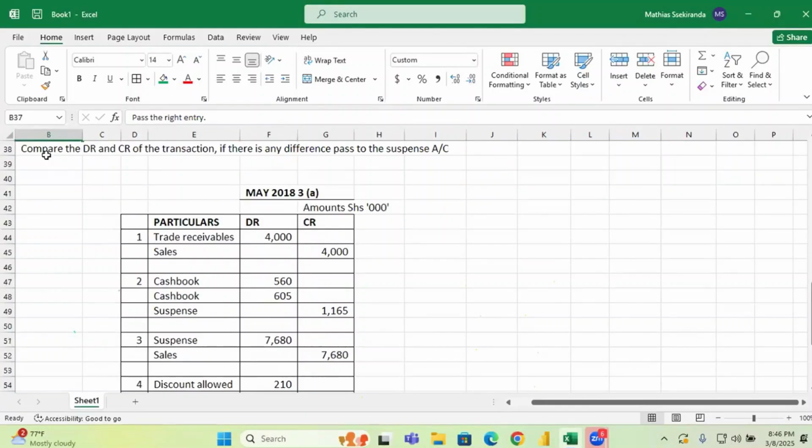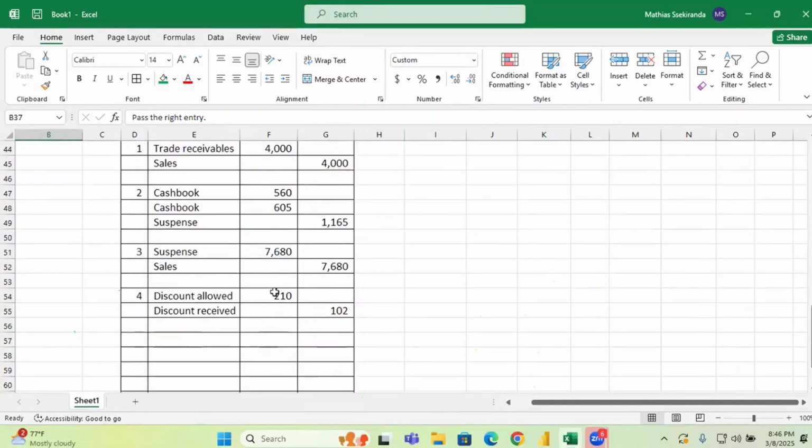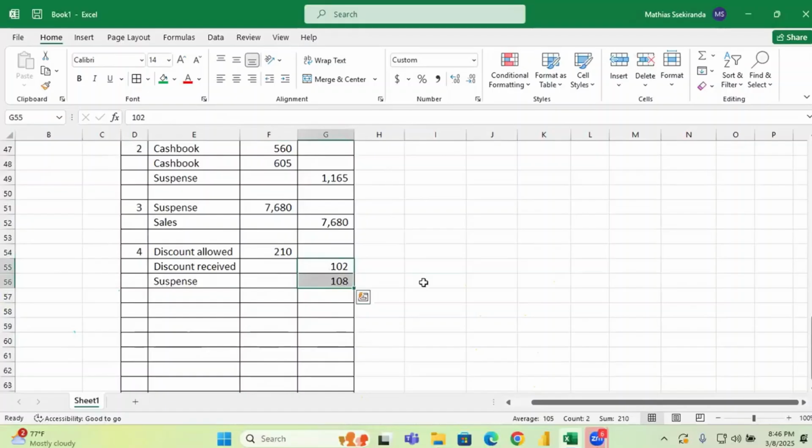So compare debit and credit. The debit has 210, the credit has 102. It means the credit is lower. So our suspense will be put on the lower side, the difference, that is 108. Okay, to make sure that the debit balances with the credit.